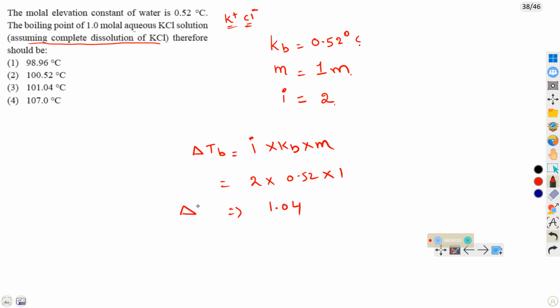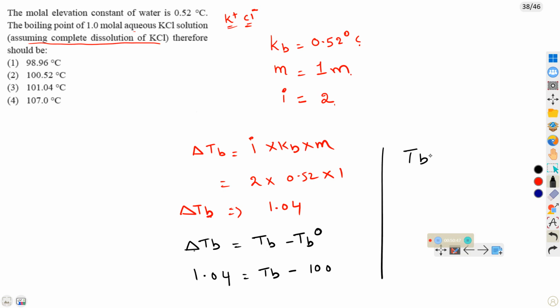Delta TB is equal to... what is the delta TB formula? We know that delta TB is equal to TB minus TB naught. Delta TB value 1.04, TB naught is the boiling point of water, 100 degrees Celsius. Then TB is equal to 1.04 plus 100, that is equal to 101.04. Based on that, third option correct.